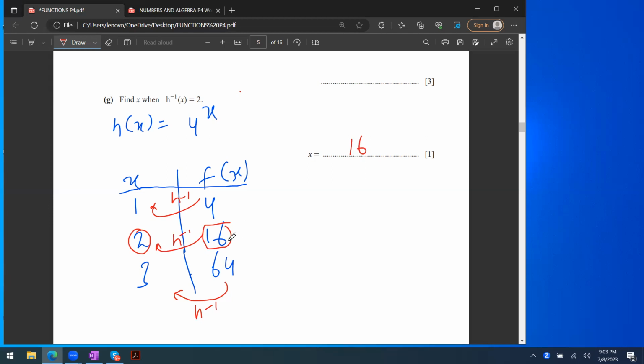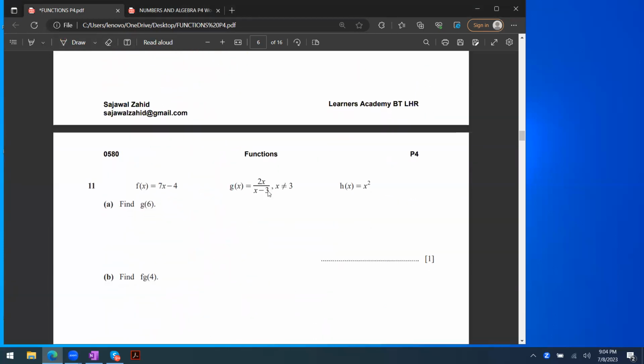Is it clear now? Yes, sir. I think now it's easy. This is a nice approach to look at this question. Okay. Let's continue. We will have a few more questions like that.